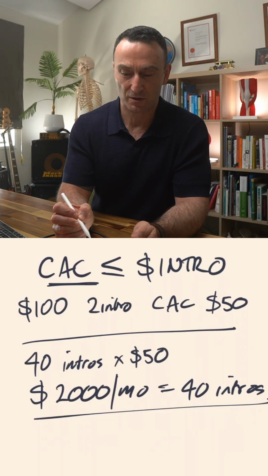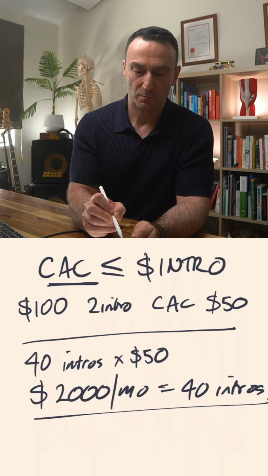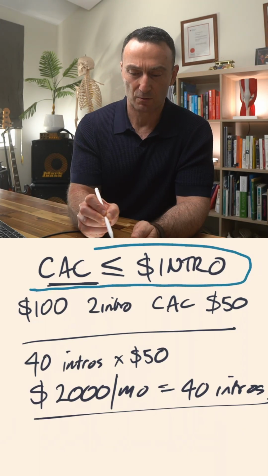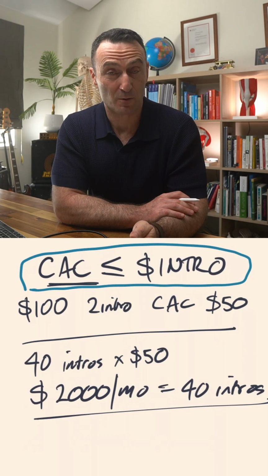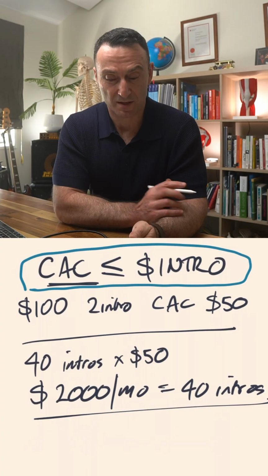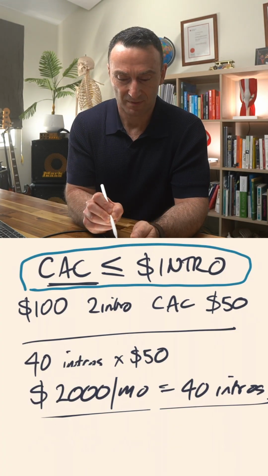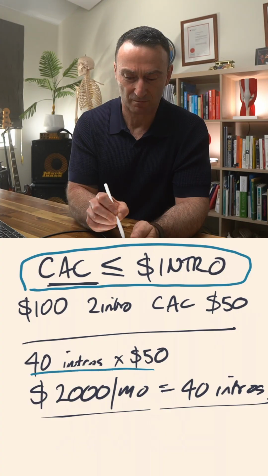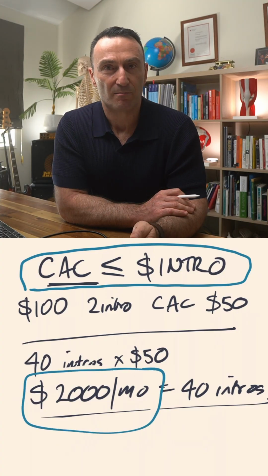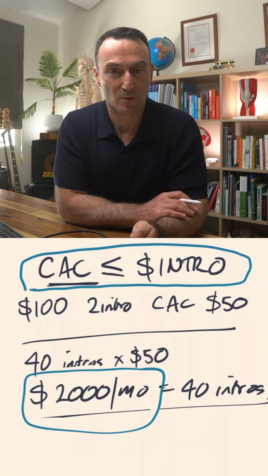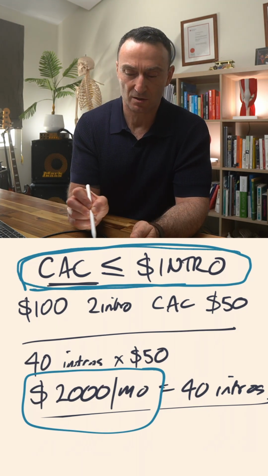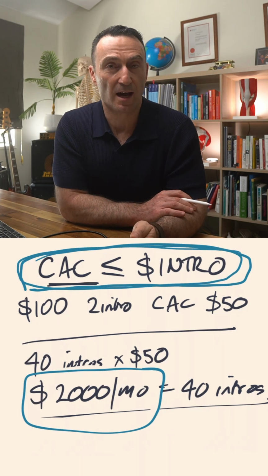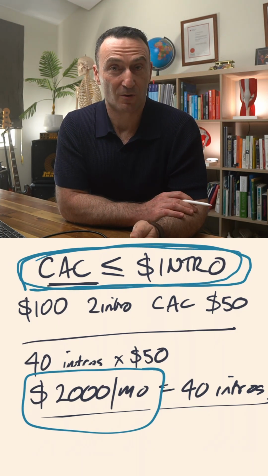That is why this equation is so powerful, because when your CAC is less than or equal to the price of your intro offer, your customers pay for your advertising. It's free. So that $2,000 didn't come out of your bank account. Well, it came out of your credit card, but it came from your customers. They pay you the money. So it's essentially free. And that's why this equation is so important, that you get your CAC at or below the cost of your intro offer.